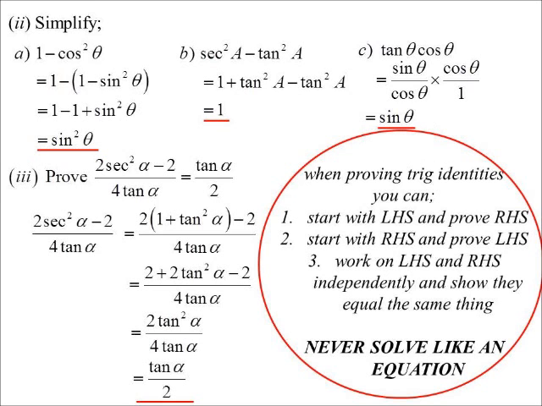So there we go. When proving the trig identities, as I say, start with the left, prove the right. Start with the right, prove the left. Work on the left and right independently, show they're the same thing, but never ever solve it like an equation. Because if I was allowed to do that, I could prove anything I like. Because if I start with that equals that, you know what I'm going to do? I'm going to multiply both sides by 0. Multiply both sides by 0, I get 0 equals 0. That's true. Done. Proven. And that's not a valid proof, obviously.